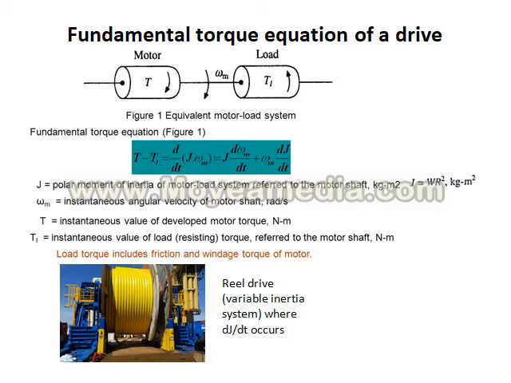So for a real drive where there is dJ by dt, variable inertia, as the motor rotates, a reel is wound over the drum. In such a case, the equation T minus TL equals J d omega by dt plus omega dJ by dt is applicable.